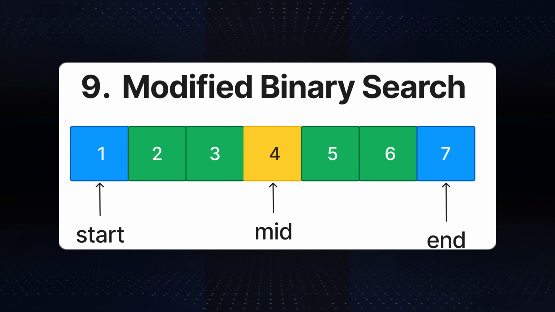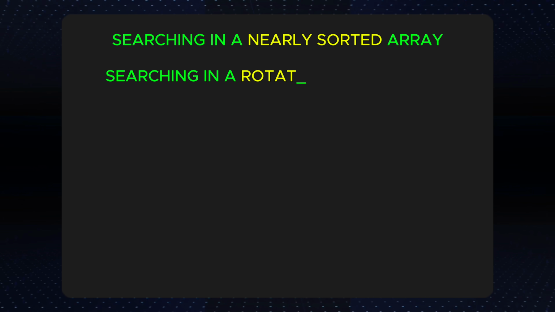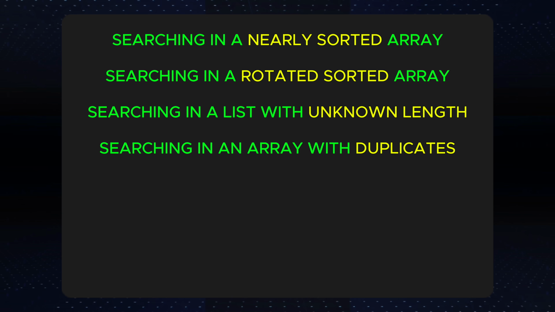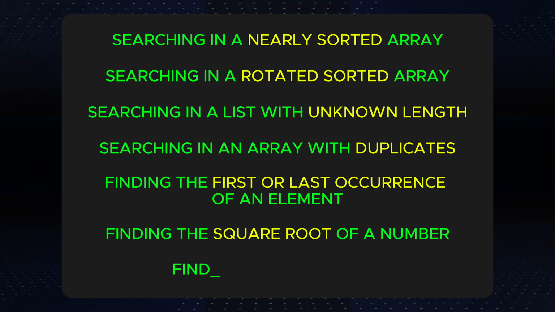Next is the modified binary search pattern. Modified binary search is a variant of the standard binary search algorithm used to solve problems where the array isn't perfectly sorted, like searching in a nearly sorted array, searching in a rotated sorted array, searching in a list with unknown length, searching in an array with duplicates, finding the first or last occurrence of an element, finding the square root of a number, or finding a peak element.